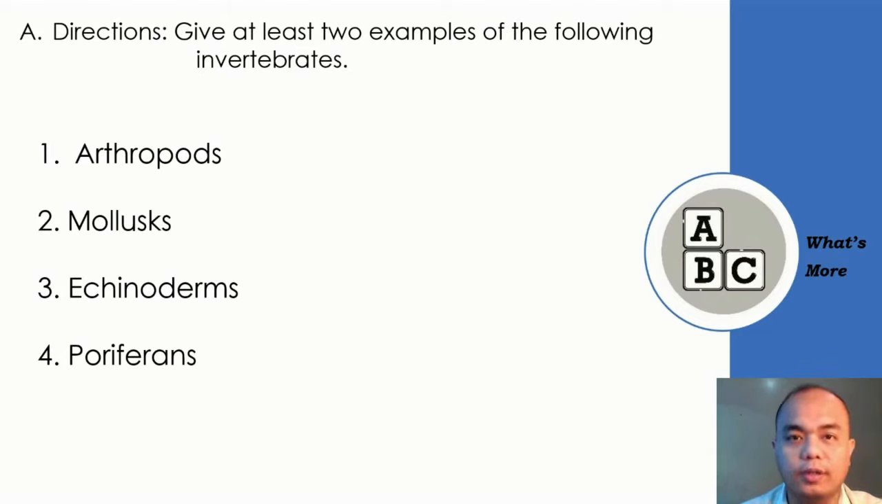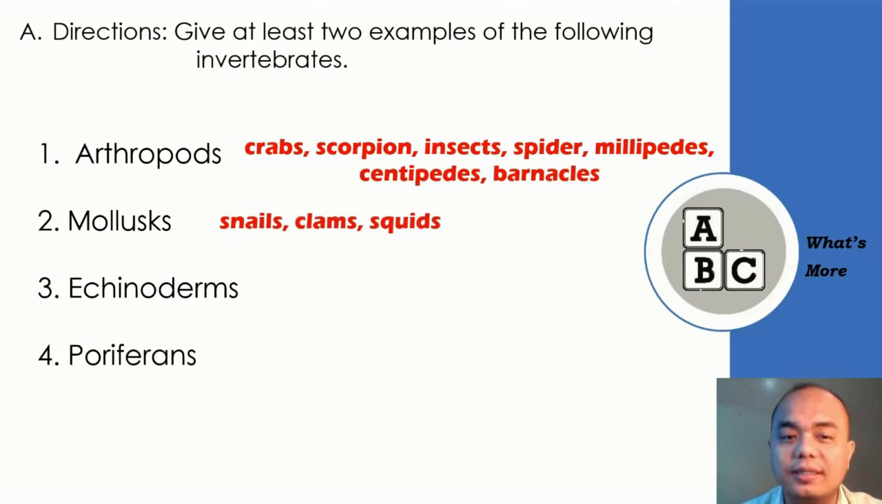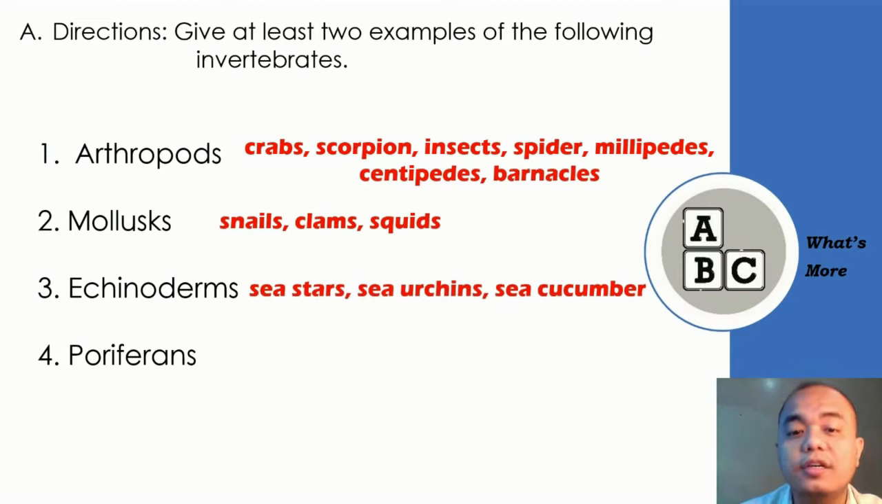Let's have the arthropods. Examples of arthropods are the crabs, the scorpion, insects, spider, millipedes, centipedes, and barnacles. Let's have the mollusks. Examples of mollusks are the snails, the clams, the squids. Echinoderms. Examples of echinoderms are the sea stars, the sea urchins, the sea cucumber. And the porifera, they are sponges.